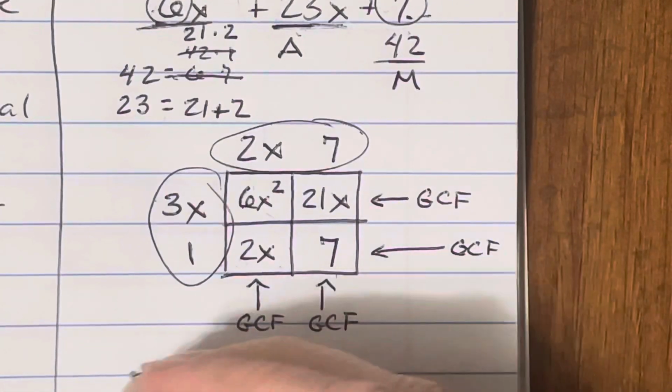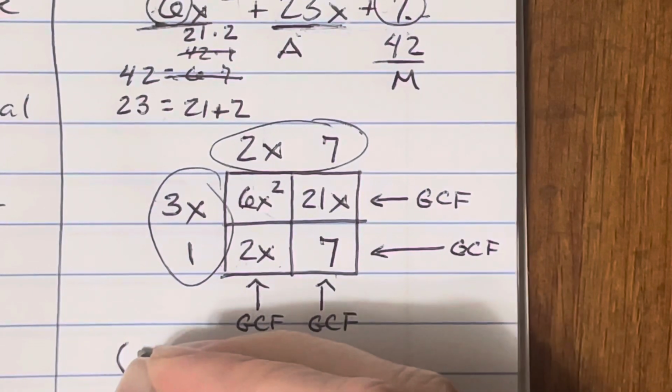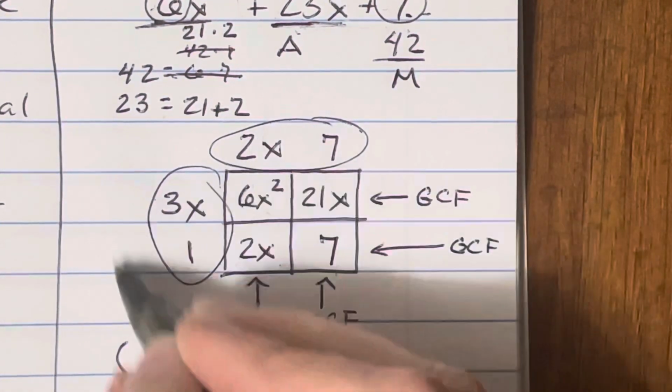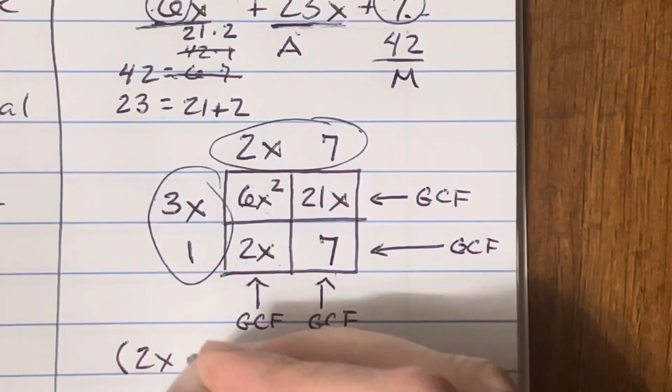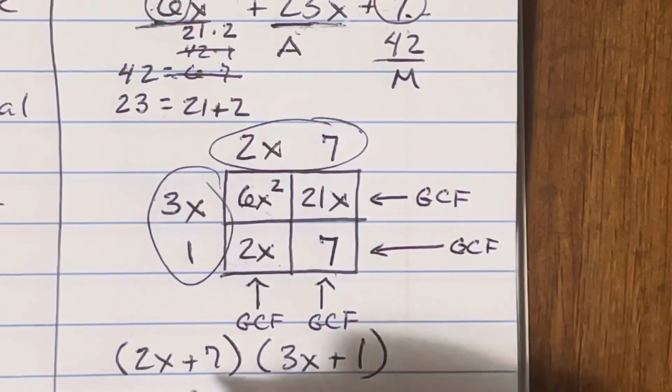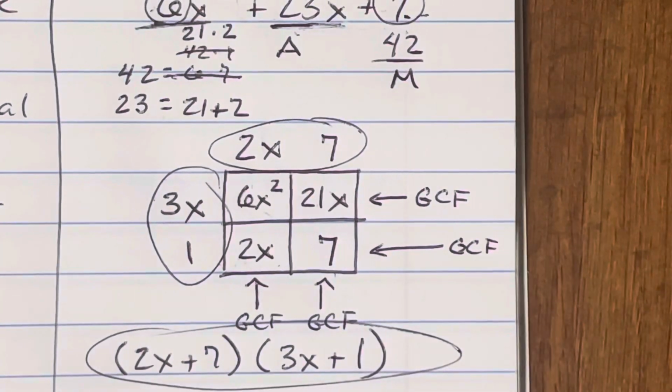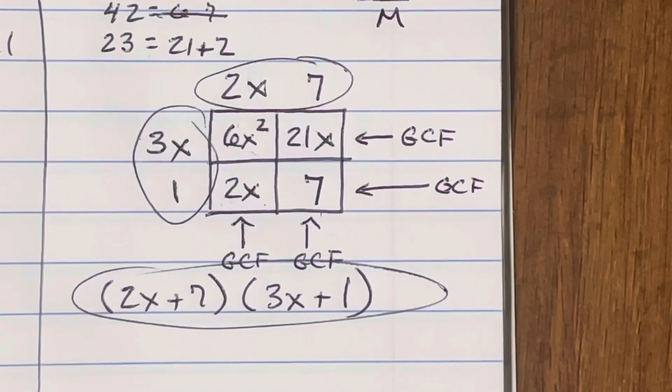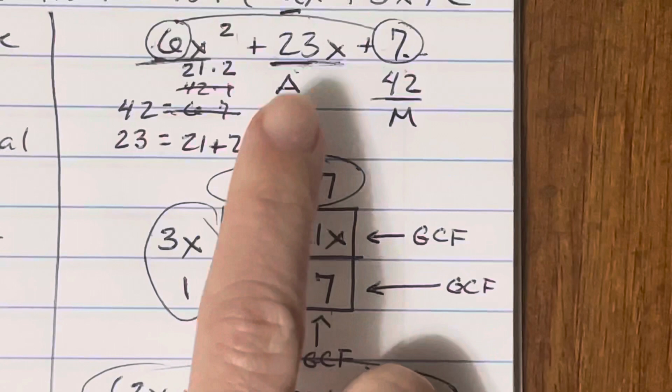So now I just take that and write them in parentheses. It doesn't matter what order you put them in, and they're all positive in this case. So 2x plus 7 and 3x plus 1. And that's my answer. There's the two binomials that'll multiply together to get this trinomial.